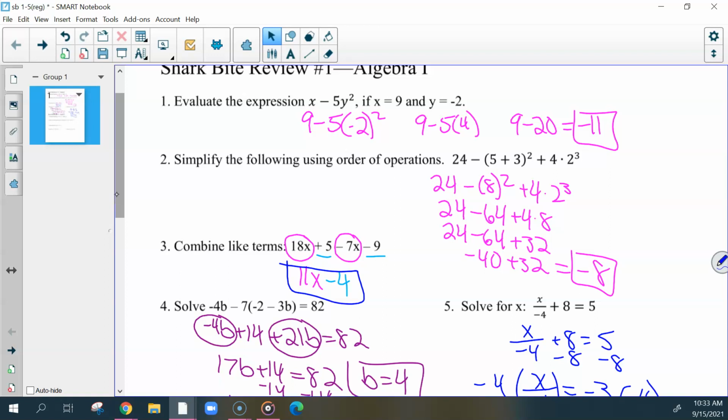For number 2, do whatever acronym you use, PEMDAS, GEMDAS, whatever. Whatever is inside the parentheses or grouping, so add 5 and 3 to get 8. You have 2 sets of exponents, you can kind of do those at the same time. 8 squared is 64, 2 to the third is 8. You need to multiply first to get that 32. And then at this step, it doesn't really matter. You could subtract and then add, or add and then subtract. But I subtracted first to get negative 40. Negative 40 plus 32 is negative 8.